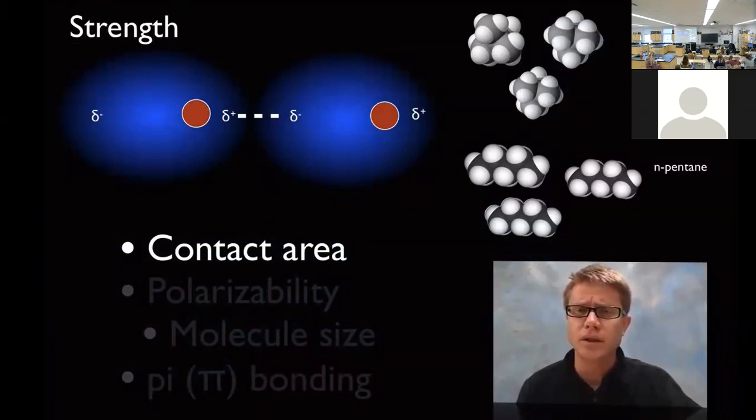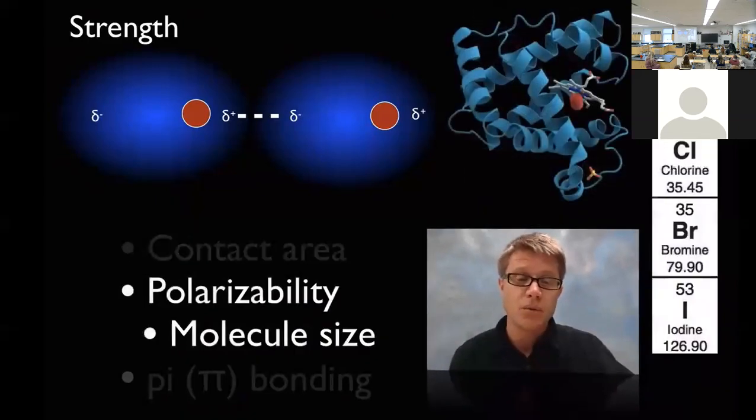Well, contact area is one thing. The more electrons we can have closer to each other, the more of these forces we're going to find. So if we look over here at N-pentane and neopentane, they're both made of the same atoms. But these ones right here look more like a column and these more like spheres. As a result, these ones have more surface area, more contact area, so we're going to have greater forces. And so the boiling point of N-pentane is going to be higher than that of neopentane based on these London dispersion forces.